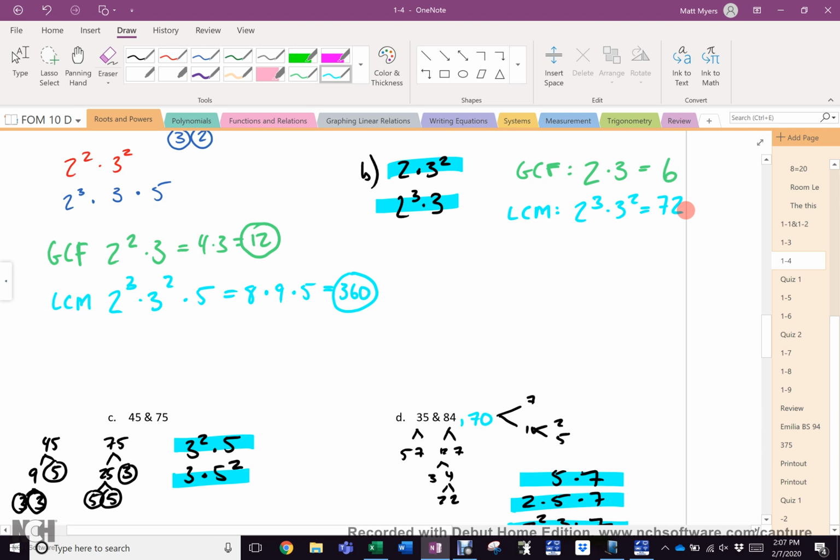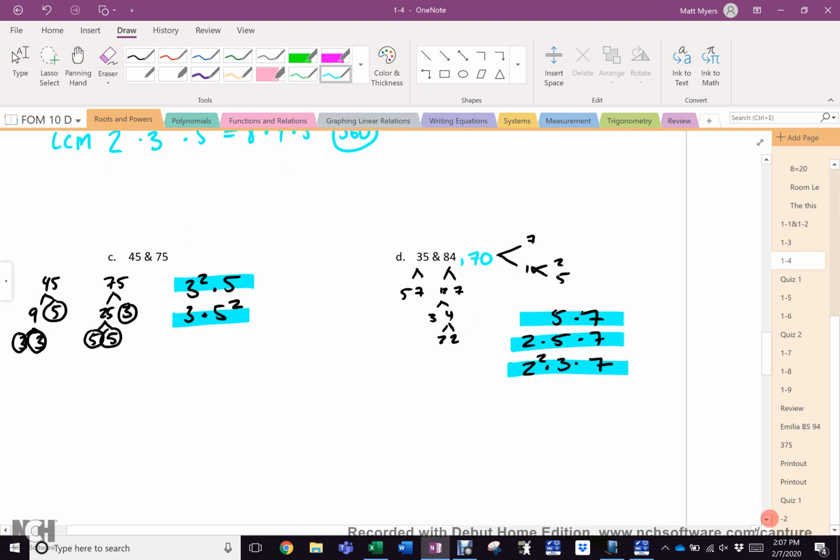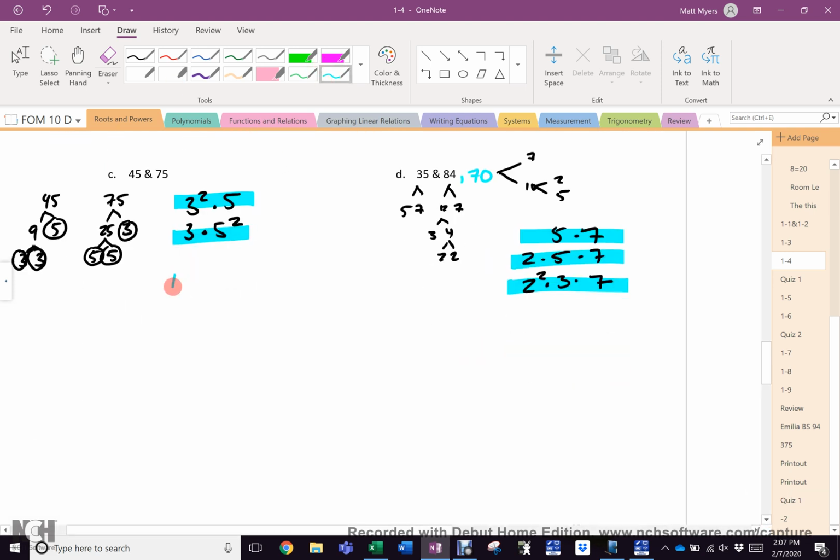Everybody cool? Now those are easy ones because everything was the same, right? We're going to do another one where everything's the same here, but you're going to do this one. If you haven't done it already, do the GCF. Oh, I changed wrong color. Do the GCF and the LCM of these two, if you haven't done it already. If you've done it already, you get to relax for a moment while your classmates catch up.